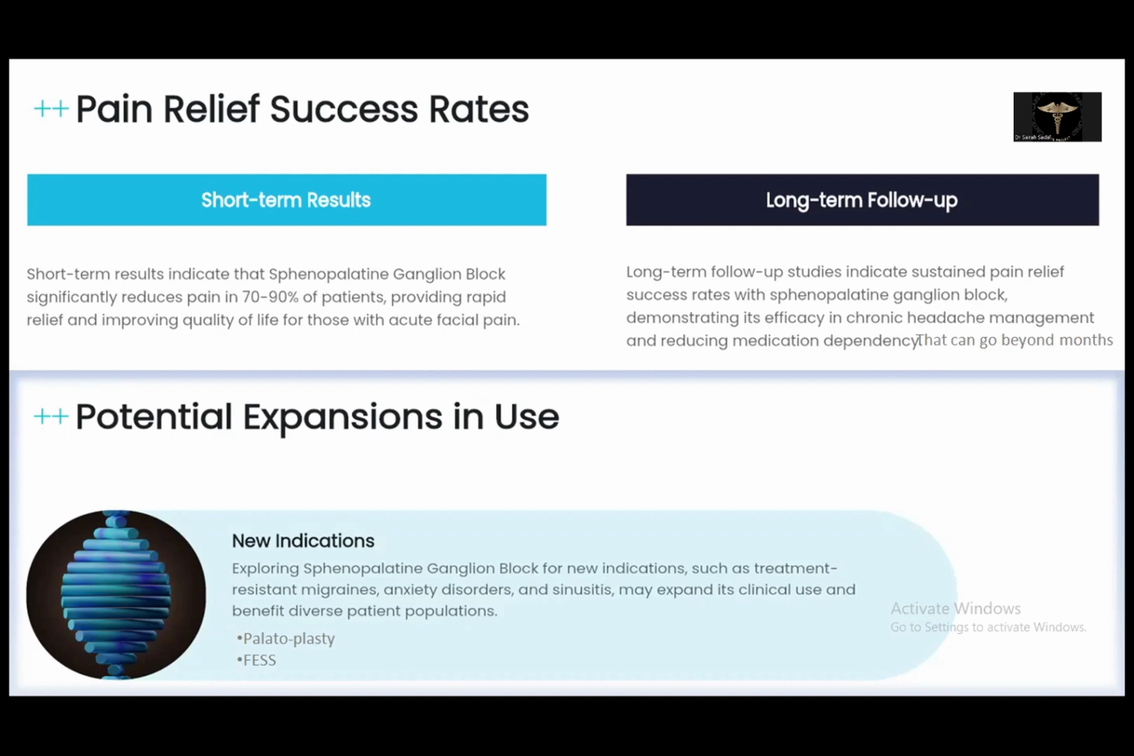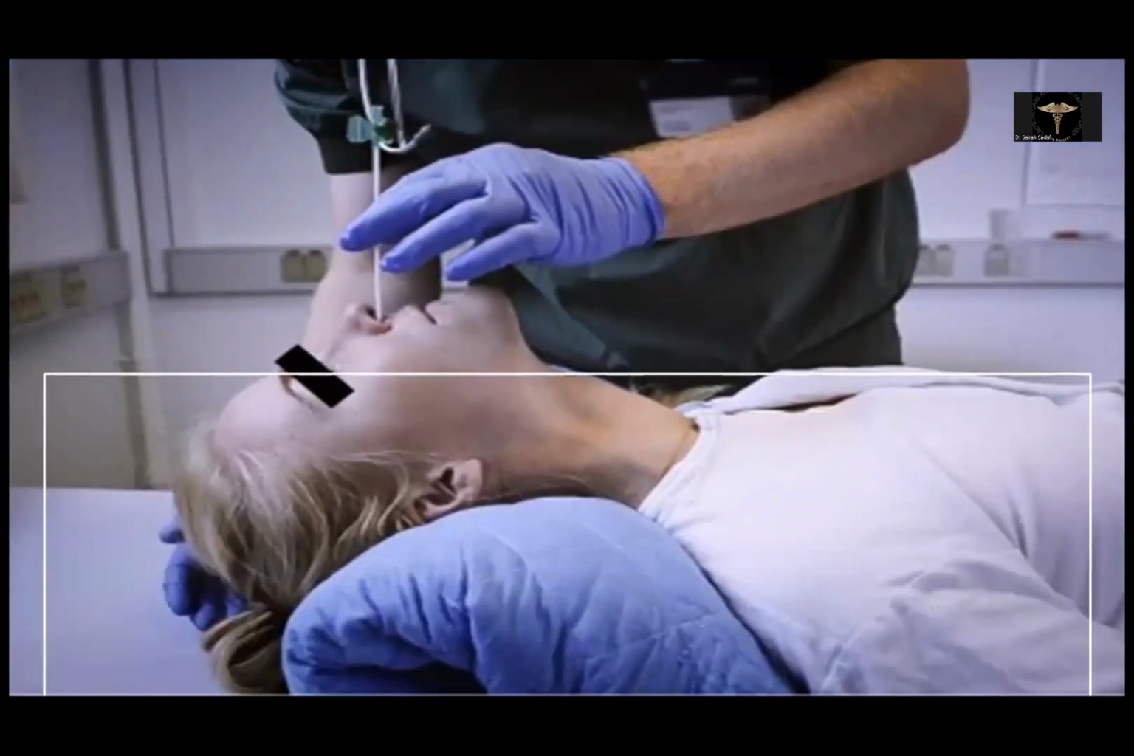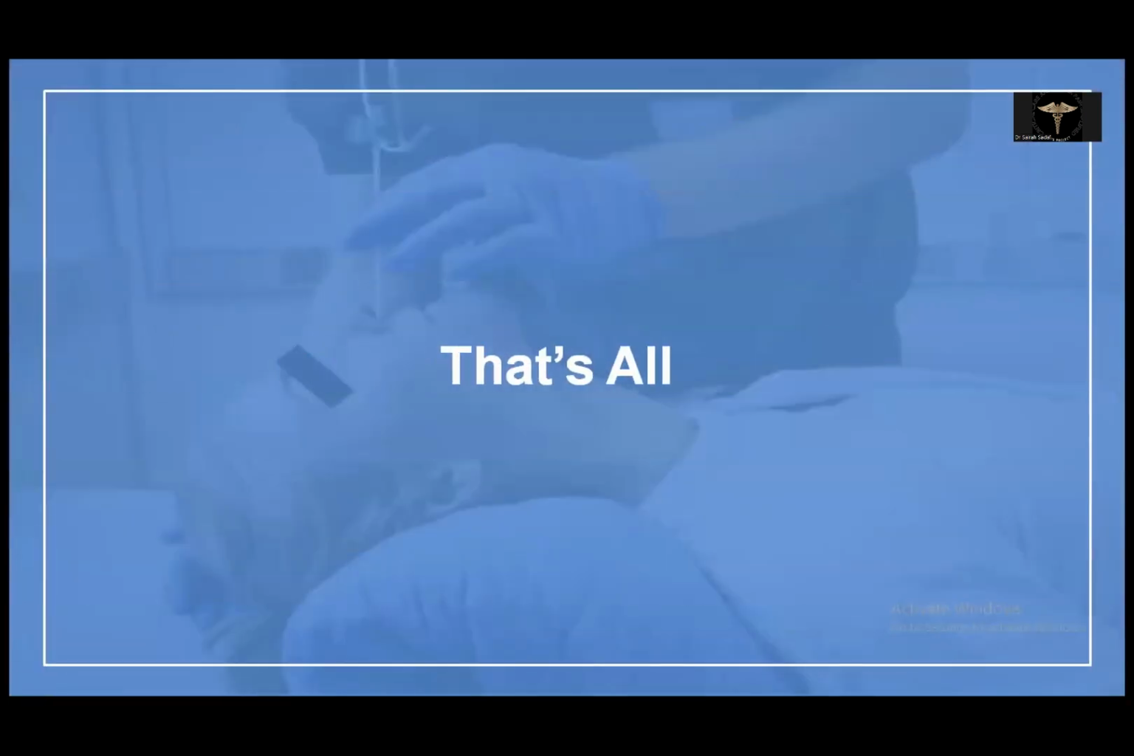Now, what is the future of SPG? Exploring the SPG block for new indications such as treatment-resistant migraines, anxiety disorders, and sinusitis may expand its clinical use. And there are reports about its efficacy for intraoperative analgesic effects for palatoplasty and FESS surgeries. So that's all from my side.